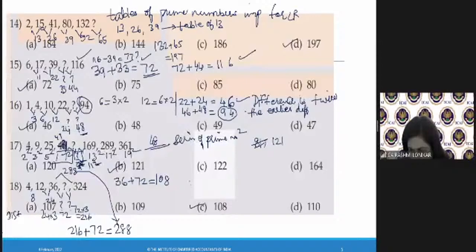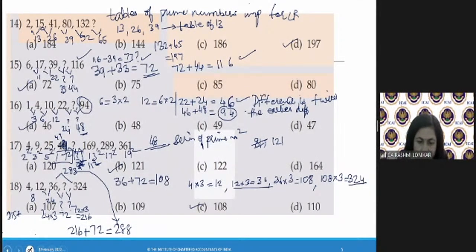this is 4 into 3 is 12. Then 12 into 3 is 36. Then 36 into 3 will be 72. Okay. Sorry, 108. 36 into 3 is 108. Then 108 into 3 will be equal to 324. Okay. So that is also possible.